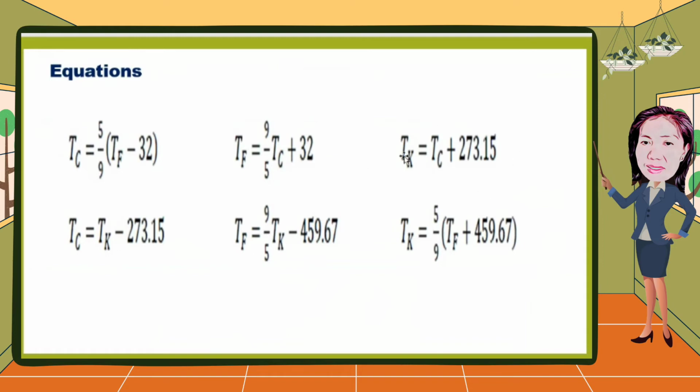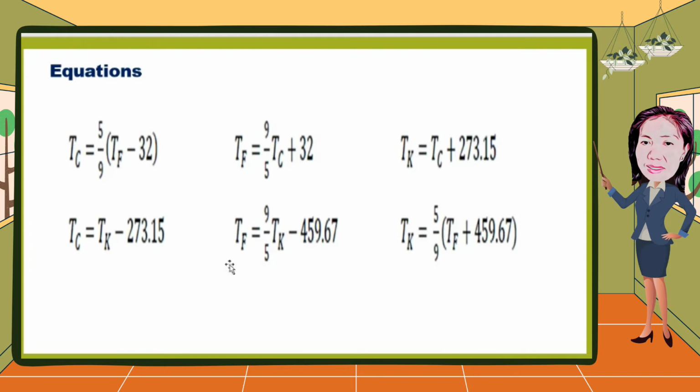Okay, this one also is another equation in converting temperature Celsius to temperature Kelvin. The equation is temperature in Kelvin is equal to temperature in Celsius plus 273.15. Okay, another equation. If you are asked to convert temperature Kelvin to temperature Celsius, the equation is temperature in Celsius is equal to temperature in Kelvin minus 273.15.